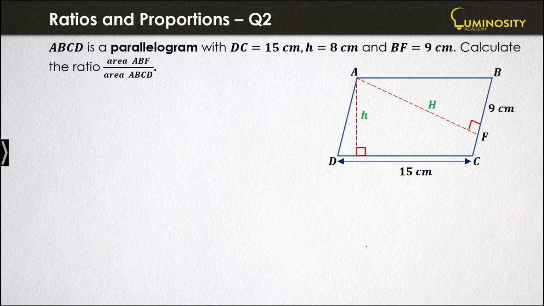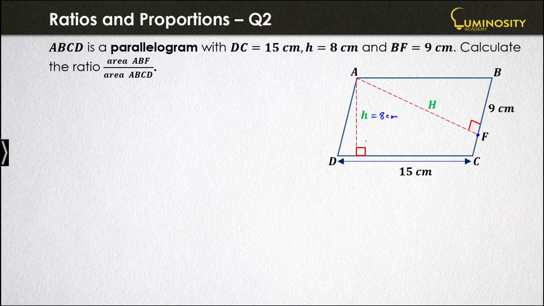ABCD is given as a parallelogram with the length of DC being 15 centimeters. The length of h, which is a perpendicular line between AB and DC, is given as 8 centimeters, so we can put that here. The line BF, from this point on the side of the parallelogram to B, is 9 centimeters. We want the ratio of the area of ABF, which is this right angle triangle here, over the area of the parallelogram. Alright, so let's see how we can do this.